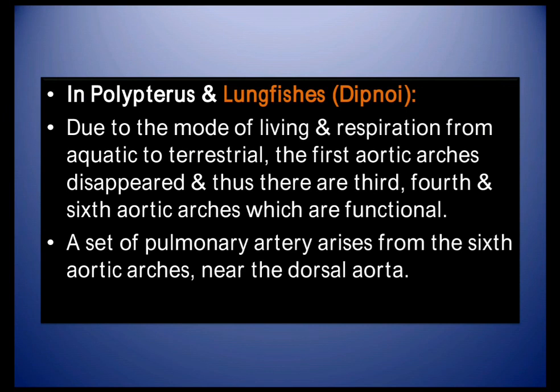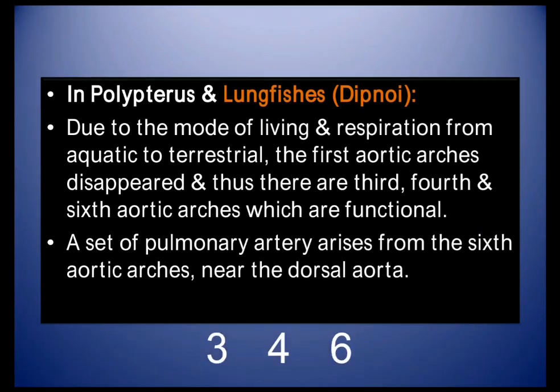Now a set of the pulmonary artery, which will be going to the lung, arises from the sixth aortic arch near the dorsal aorta. This is the most important thing that you should grasp: because they have lungs, a pulmonary artery will arise from the sixth arch. This is a very important thing. So it is arising from the sixth arch near the dorsal aorta, and the fifth one will be diminished.